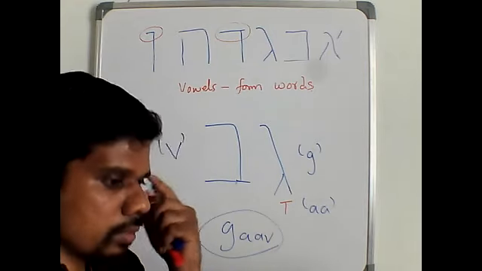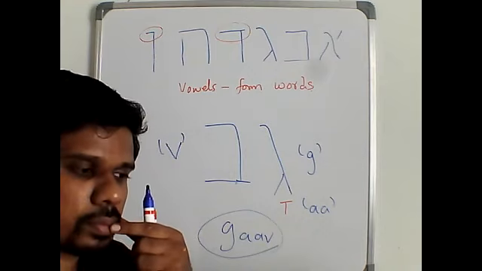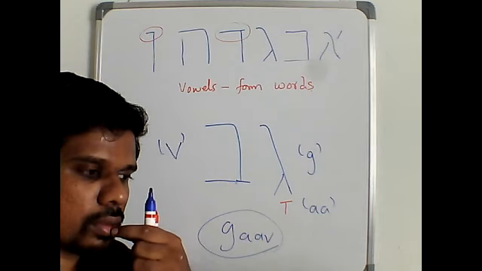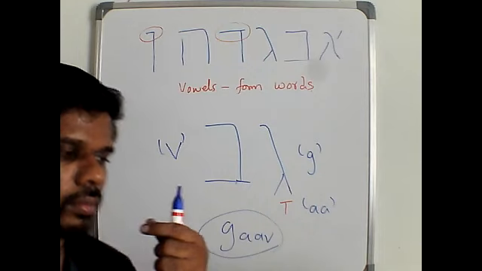Okay, Rajendra, Sandeep. Sir, can you explain the vowel sounds, the alphabet, the aleph? Can you explain once again? Okay.